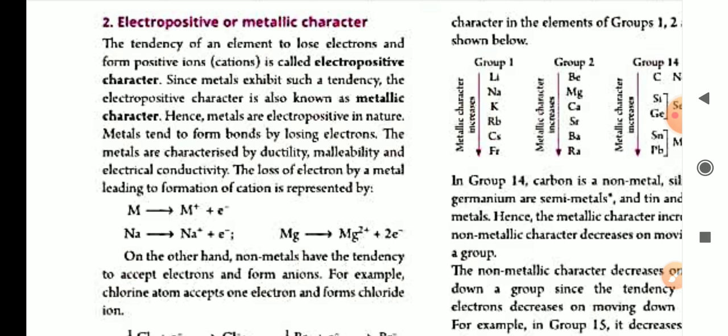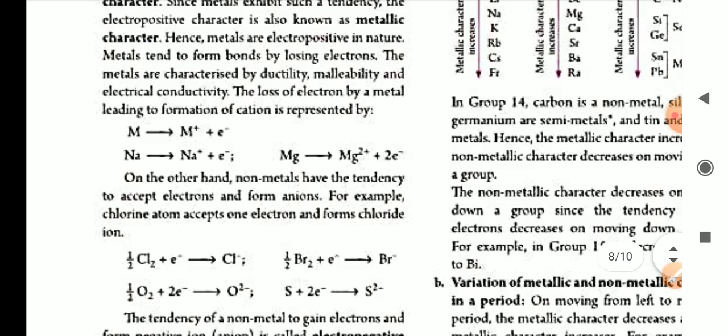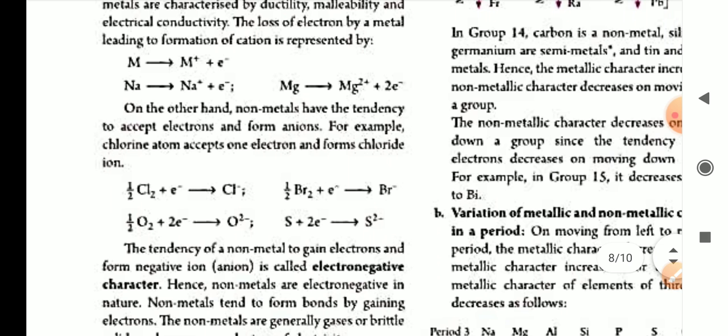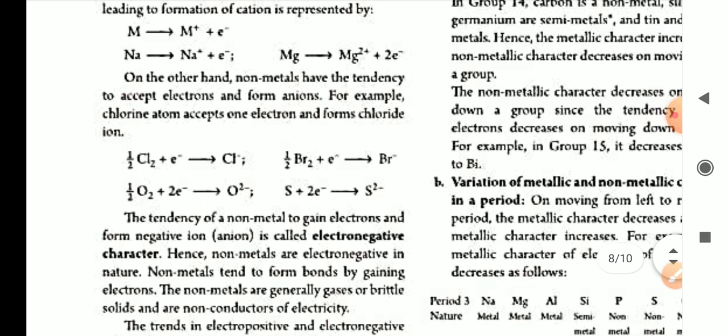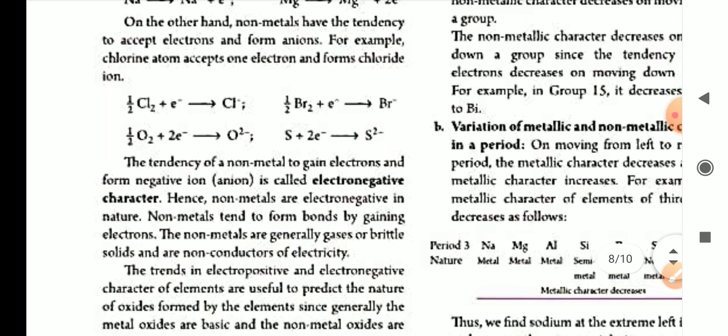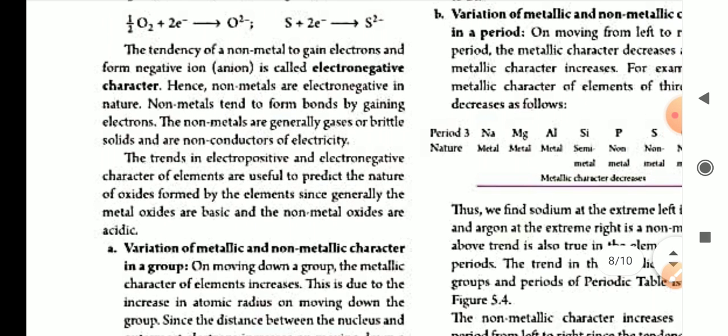Metals tend to form bonds by losing electrons. So, metals are characterized by ductility, malleability, and electric conductivity. The loss of electrons by a metal leads to the formation of a cation. On the other hand, nonmetals have the tendency to gain electrons and form anions. So, the tendency of gaining electrons is called electronegative character or non-metallic character.